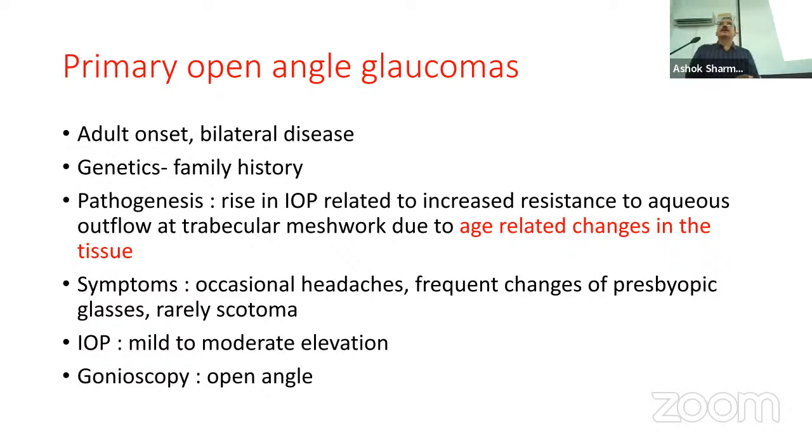So primary open angle glaucomas are adult onset bilateral diseases. Family history is definitely there. There is an increase in the resistance of aqueous outflow at the trabecular meshwork due to age-related changes in the tissue. So now the point comes, how are you going to diagnose that? How is the patient going to present to you? Anybody?